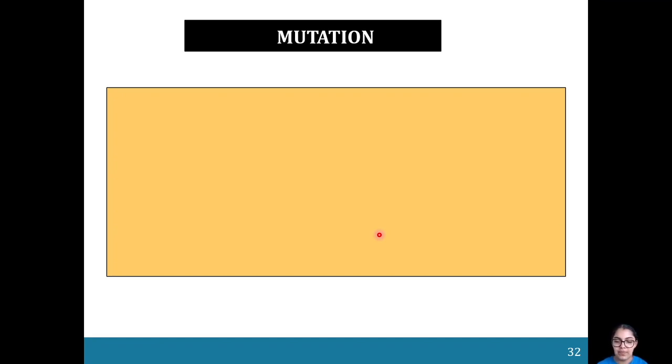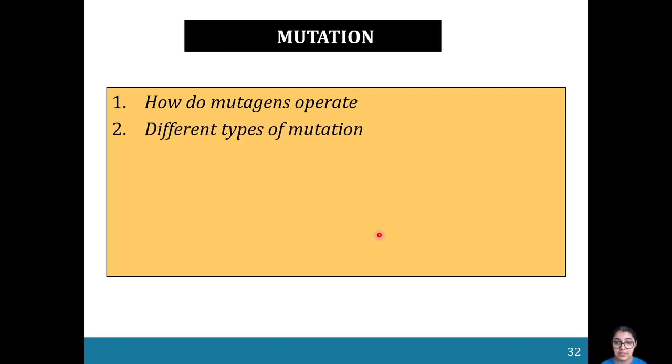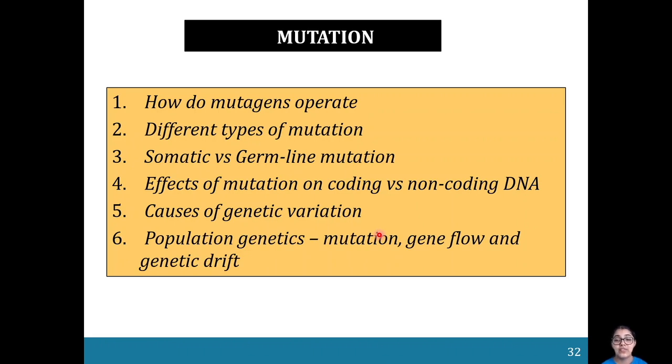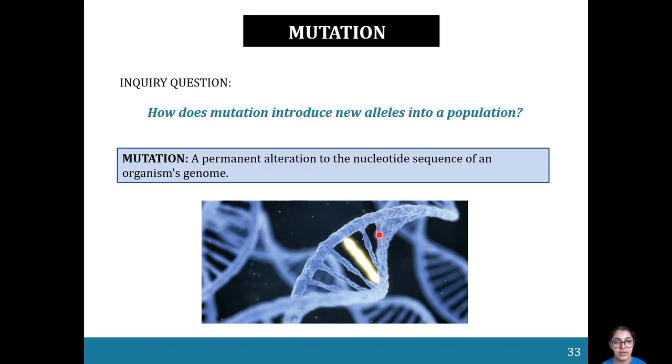Okay, here we are. The first question we're going to look at is, how do mutagens operate, and the different types of mutations. We're going to talk about somatic versus germline mutation, and then talk about the effects of mutations on coding versus non-coding DNA, and then look at causes of genetic variation, and finish off by talking about population genetics. So we're going to talk about mutations, gene flow, and genetic drift.